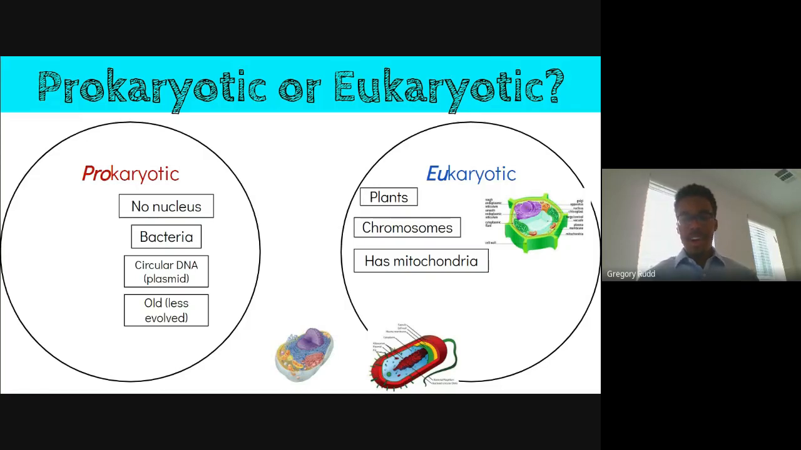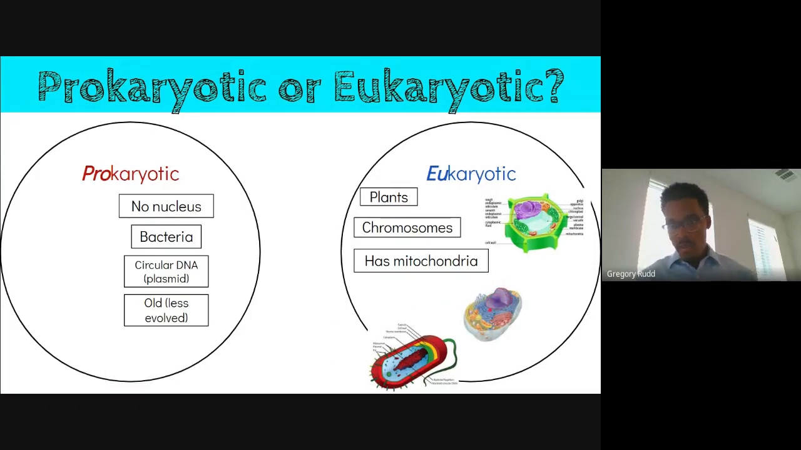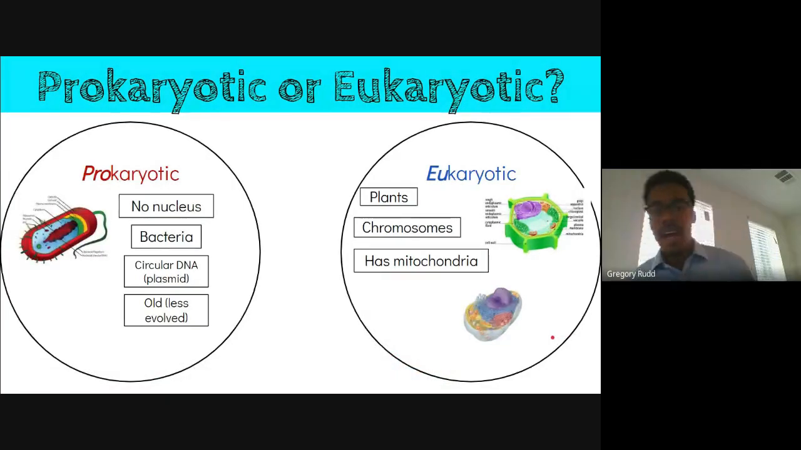This one is also eukaryotic. We can see that there's a big nucleus right there in the middle. So when we see the nucleus, it's got to be eukaryotic. And then the last one, of course, is prokaryotic. So clear differences in structure between the two types of cells.